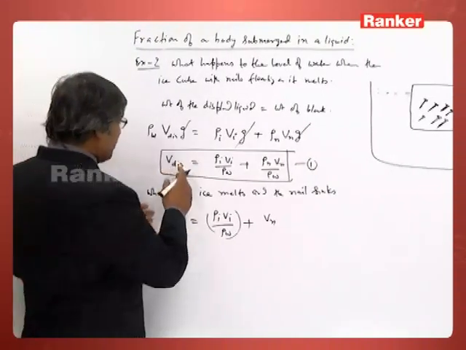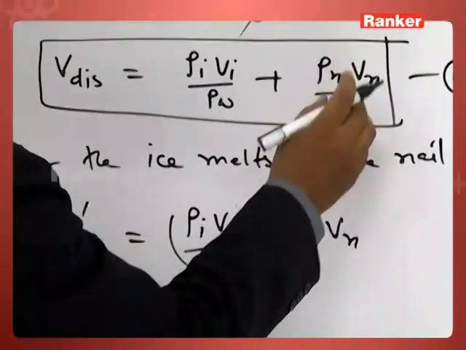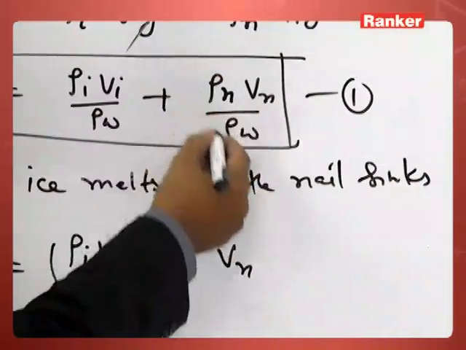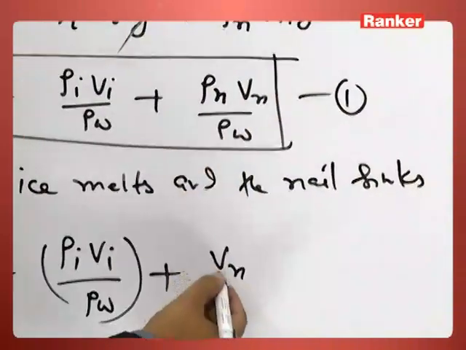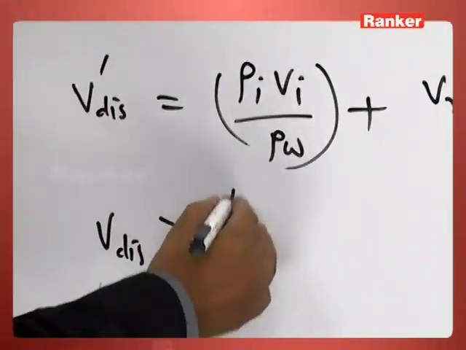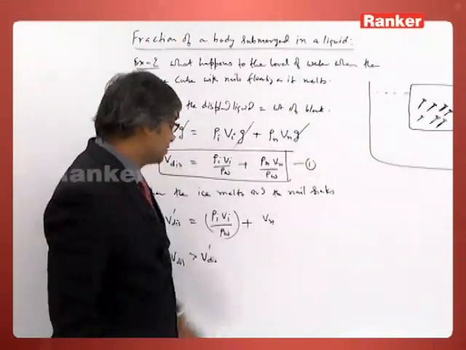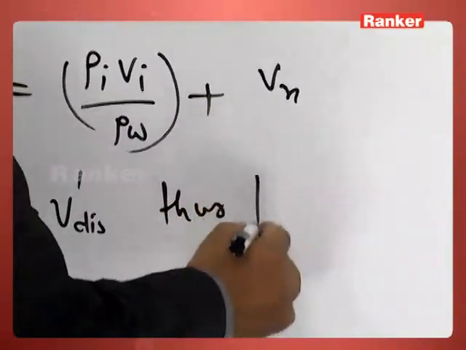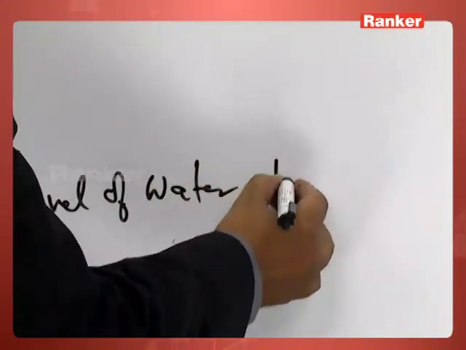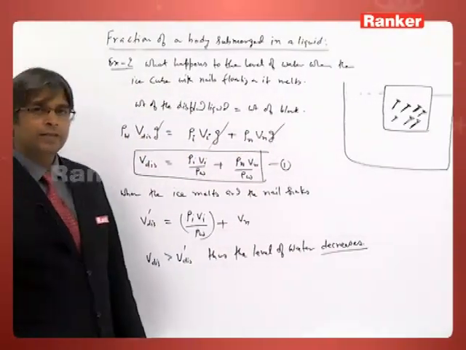Now let us compare V displaced initially and finally. This quantity is the same, and what about this quantity? Rho of nail is more than rho of water, so this quantity is, suppose, 7-8 times Vn, while now it is only Vn, so the initial displaced volume is more. So V displaced is more than V dash displaced. Previously the liquid was displaced more, now it is less. Thus the level of water decreases.